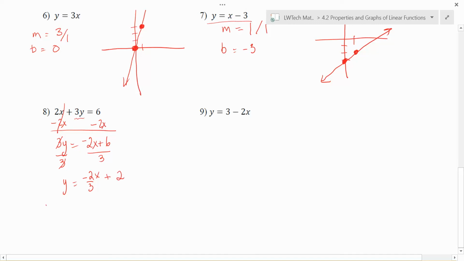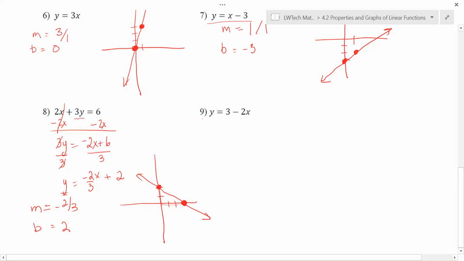Now that the y is by itself, I can identify the slope, which is -2/3, and the y-intercept, which is 2. That wasn't immediately apparent when you looked at the original problem. From there, we graph our y-intercept at 2. Then I use my slope of negative 2/3, which means I'm going to go down 2 and over 3 places to get my second position. There are our 2 points. We connect the dots. There's the graph of my line.